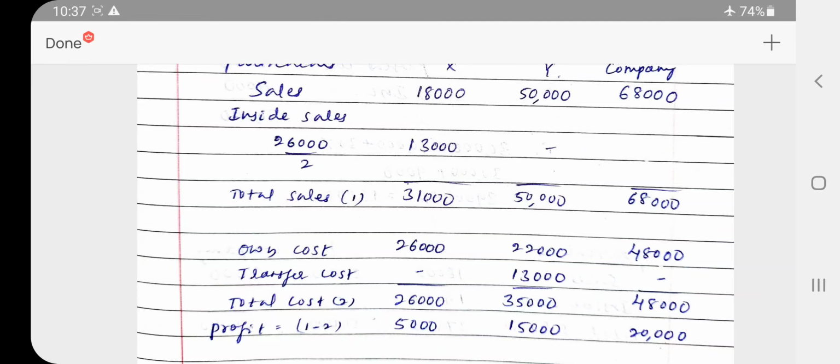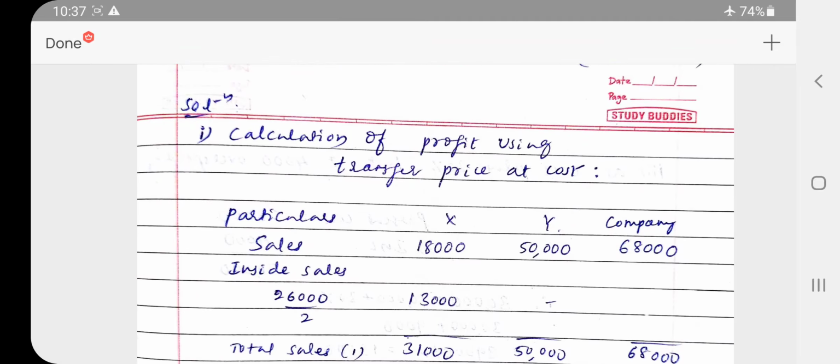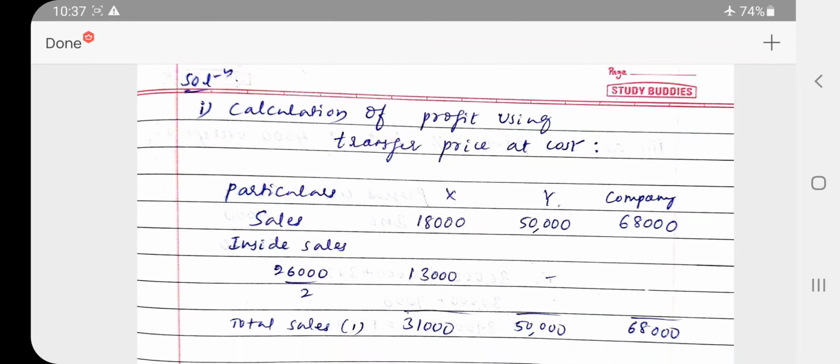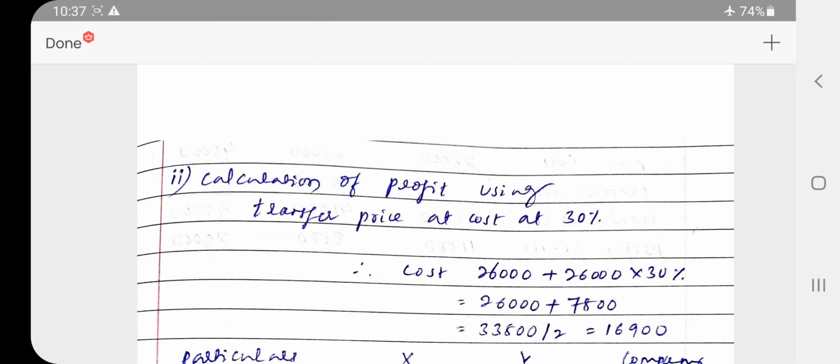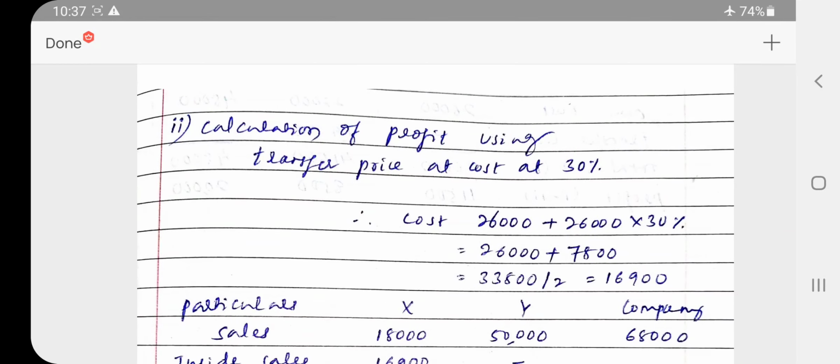34,000. So this is exactly how we need to calculate the transfer price at cost. And the second situation, at cost plus 30%, is given. So first we need to take the cost of production, 26,000 plus 30%, which means 130% on 26,000, or we need to add 26,000 plus 26,000 multiplied by 30%. This will be the total cost.